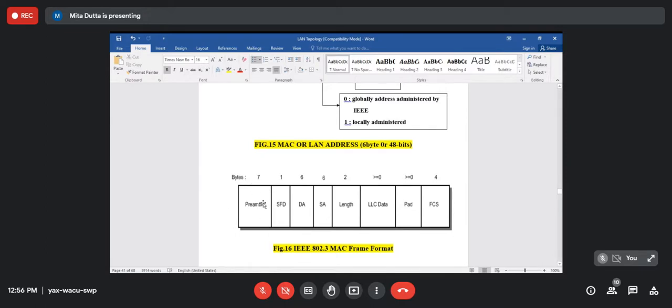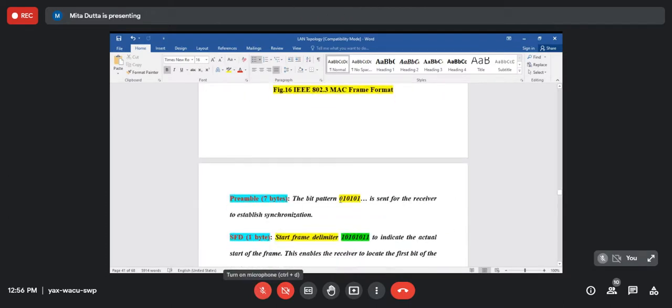The preamble length is 7 bytes. Here a particular bit pattern is sent from the sending end to the receiving end, and of 7 bytes, which is 8 into 7, 56 bits long, it is used to provide synchronization between the transmitter and the receiver. Clear? 56 bits, 7 into 8. So there will be a particular bit pattern, and this bit pattern will be 01, 01, 01 up to 56 bits. Clear? Yes, ma'am.